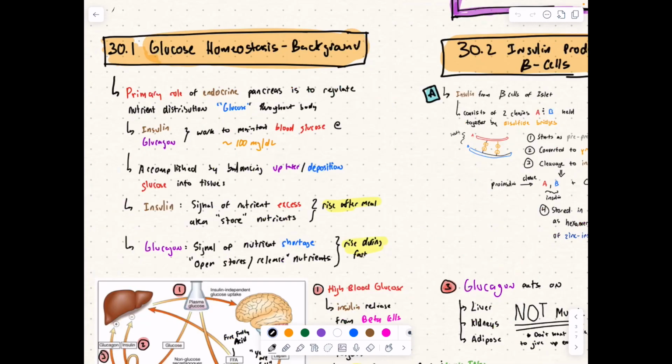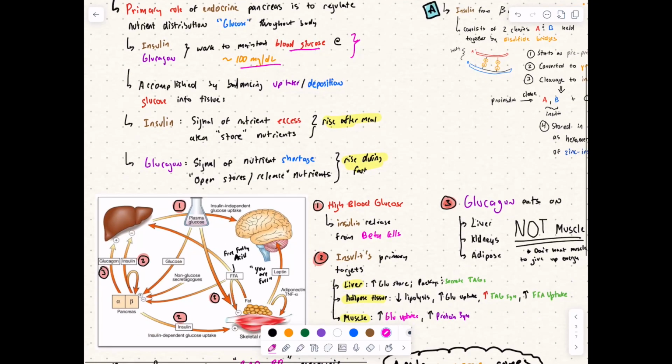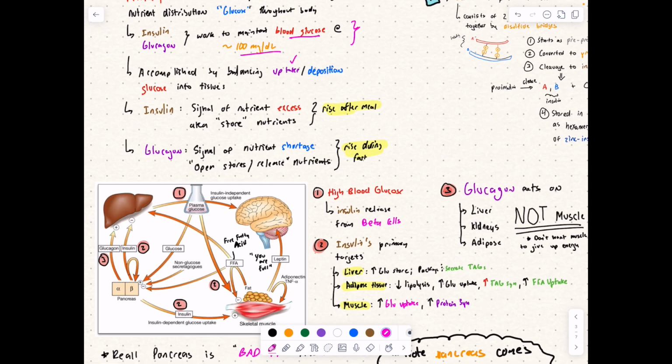So the first part is glucose homeostasis background. Basically, we're dealing with the pancreas being able to produce insulin and glucagon, and the idea is that we're going to try to maintain a blood glucose of around 100 milligrams per deciliter. This is done by maintaining a balance between uptake with insulin and deposition of glucose into tissue, as well as getting rid of it from the tissue with glucagon. So glucagon is our signal of nutrient shortage: open the stores, release our nutrients.